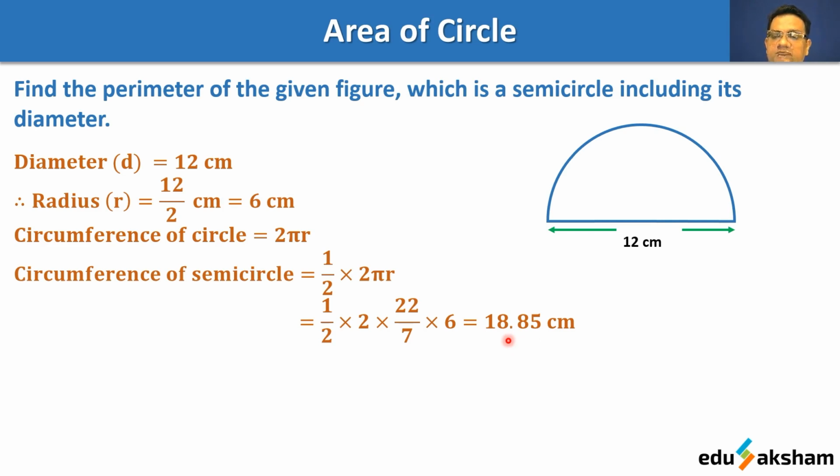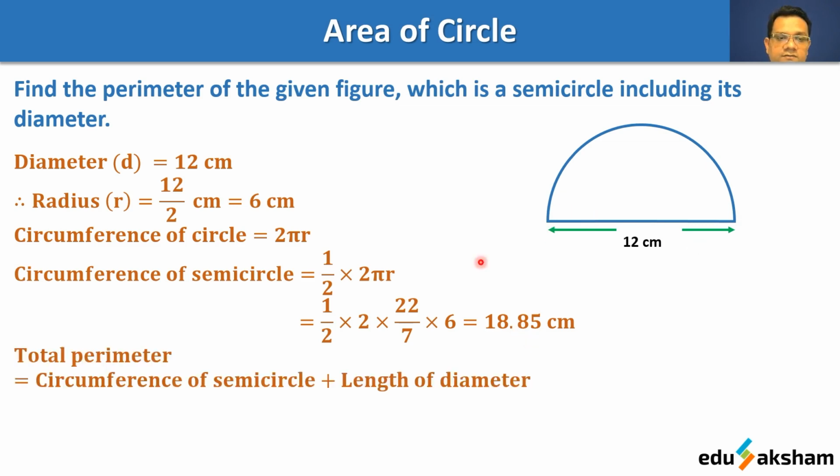So this part, curved part or circular part of this figure, the length of this we have found, right? Now we simply add the length of the diameter to find a total perimeter. So we get 18.85 plus 12, which gives us 30.85 centimeter as the perimeter of this figure.